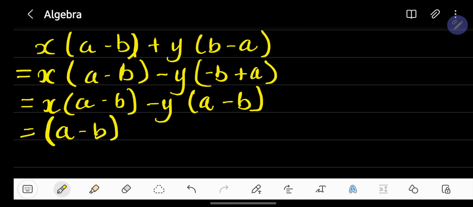Are we together, guys? If a minus b is common, then if you take a minus b away from this term, you remain with x. And then if you take a minus b away from this term, you remain with minus y. Then you have factorized.